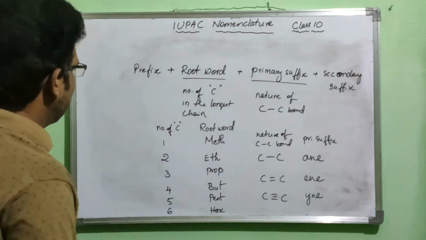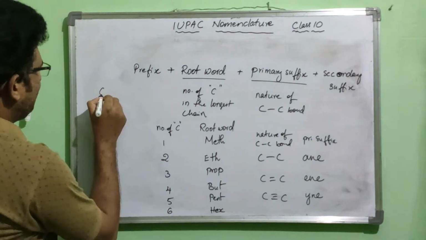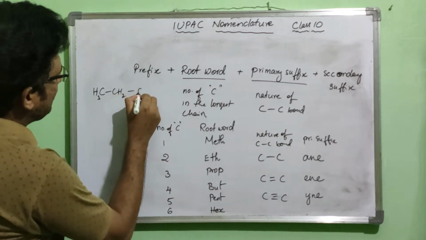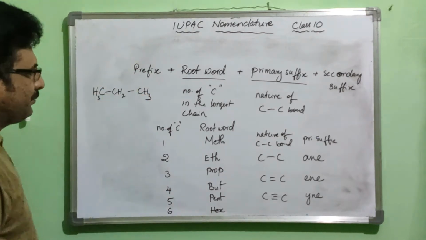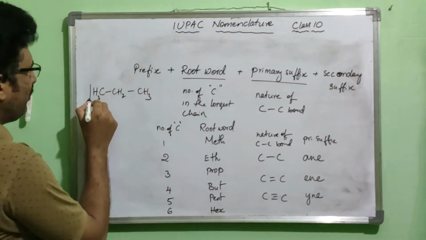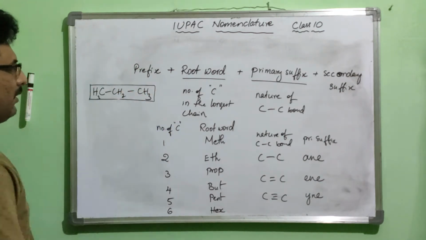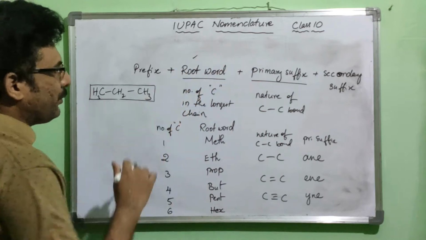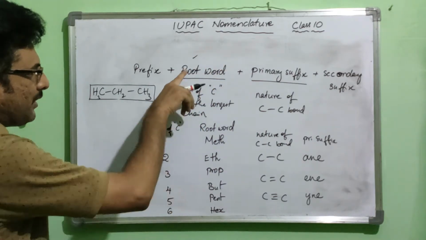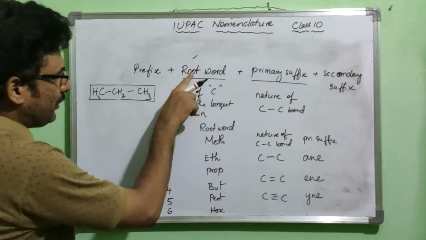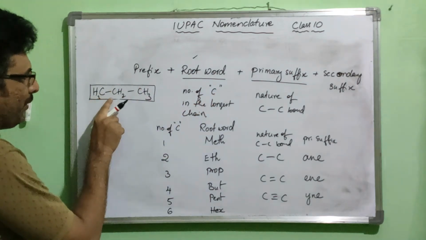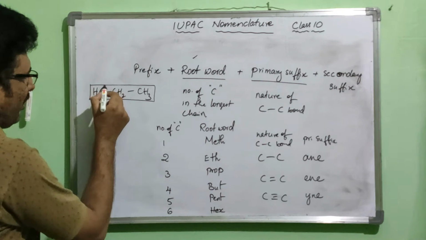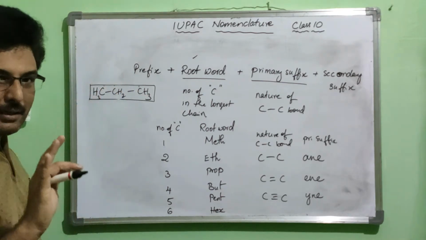Okay, let's see an example. If I have this compound CH3, CH2, CH3, here I have only one chain. You have to start with the root word. So we always start with the root word. For the root word, you have to see how many carbon atoms are there. Here, 1, 2, 3. 3 carbons are there.